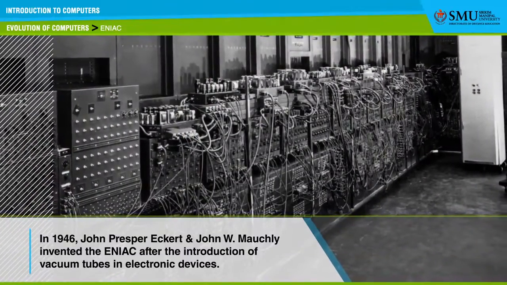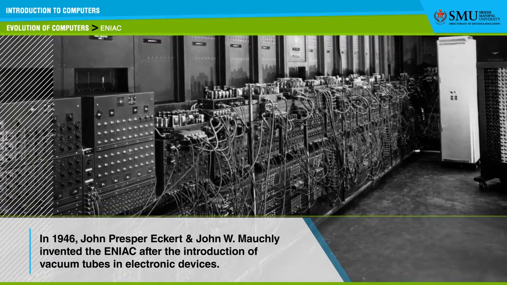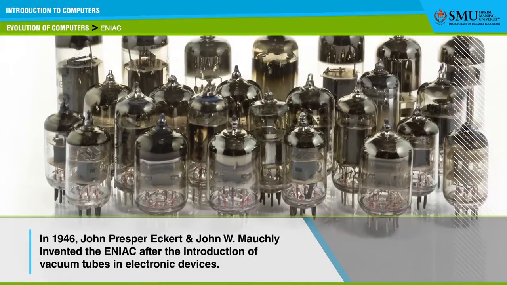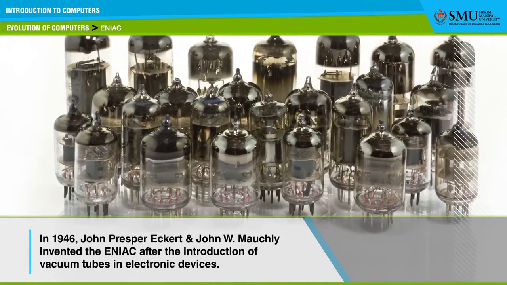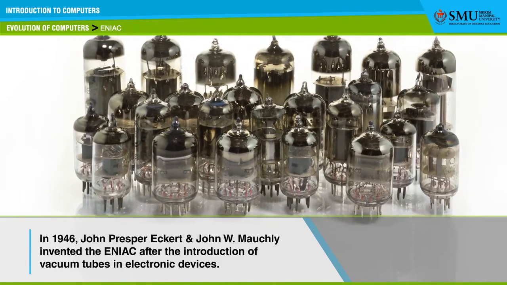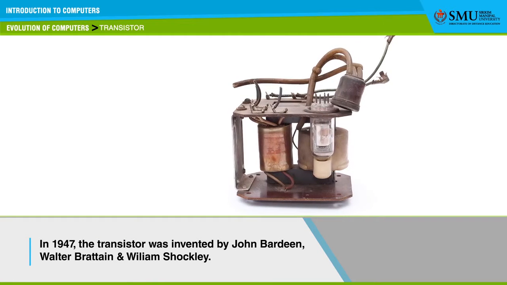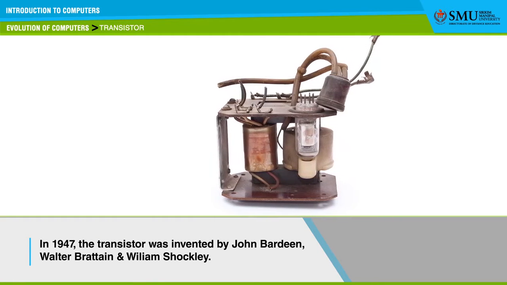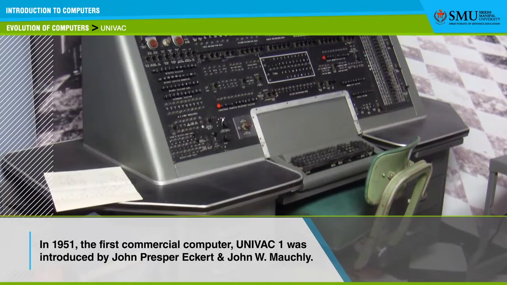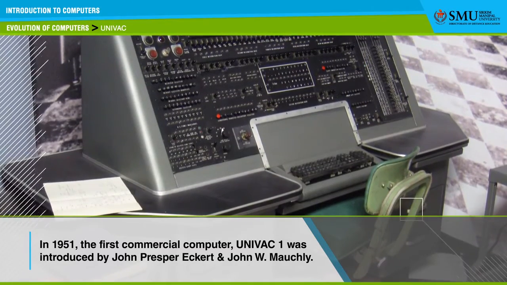In 1946, John Presper Eckert and John W. Moseley invented the Eniac after the introduction of vacuum tubes in electronic devices. It used 20,000 vacuum tubes and needed 36 vacuum tubes to store a single digit of information. In 1947, the transistor was invented by John Bardeen, Walter Britton, and William Shockley. In 1951, the first commercial computer, Univac 1, was introduced by John Presper Eckert and John W. Moseley.